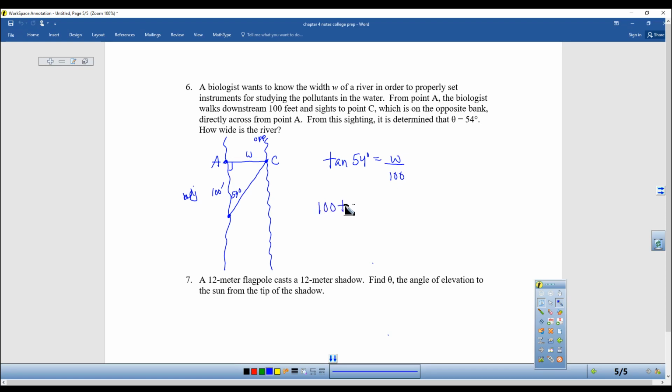So 100 tangent of 54 is equal to W. 100 times tangent of 54 is equal to, W is equal to 137.638. And we didn't do this last time, but we really should. The river is, should answer in a sentence since it's a word problem. The river is 137.638 feet wide.